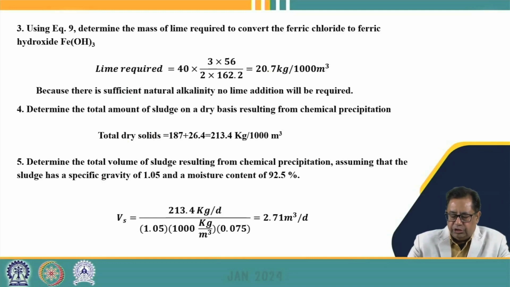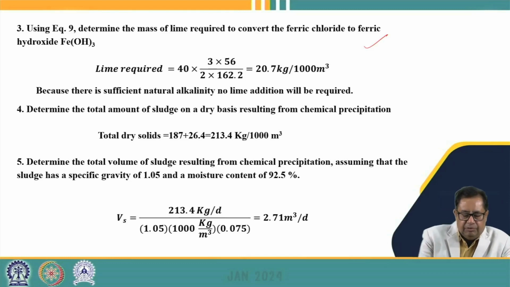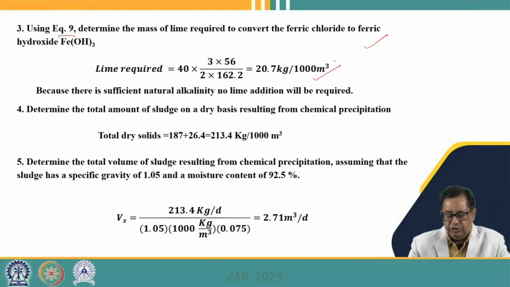So then we also determine the amount of lime that is required for the dose of the ferric chloride that we are adding. So the lime requirement can be had from the equation 9 that we have discussed in the previous slides, and from here we can find out that nearly 20.7 kgs per 1000 cubic meter lime is required. But here we can see one thing, that since sufficient alkalinity is present, we may not require the addition of the lime in such cases.